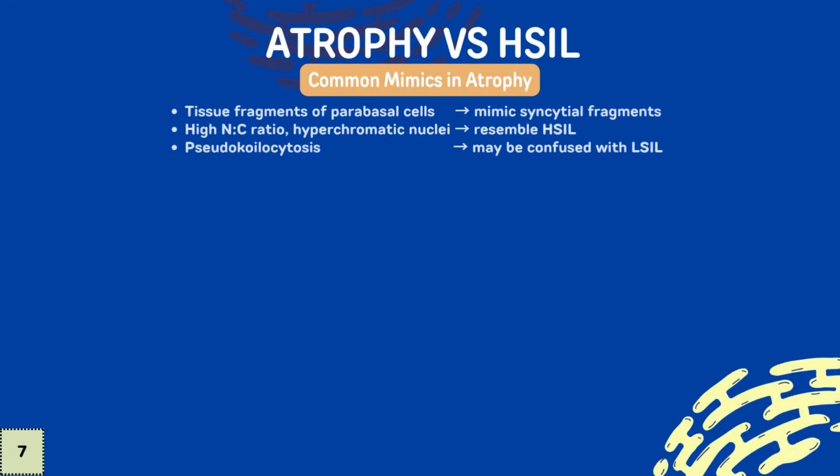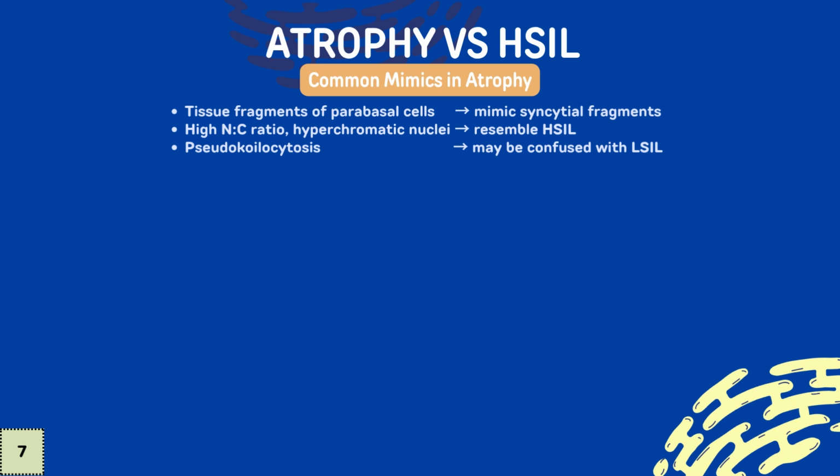Now, let's recap the common mimics in atrophy. In atrophy, the tissue fragments of parabasal cells may mimic syncytial fragments, which resemble HSIL. The high NC ratio and sometimes hyperchromatic nuclei also resemble the HSIL characteristics. Pseudokoilocytosis may sometimes be present, which may be confused with LSIL.